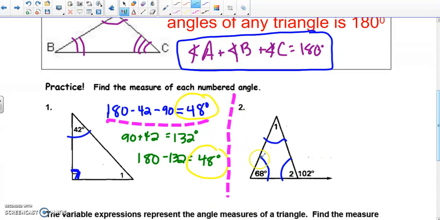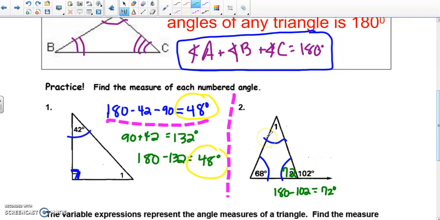But hopefully what you noticed, these two angles right here, those are a linear pair. They're adjacent angles off of a straight line, so we know they're supplementary. So I can do 180 minus 102, and that tells me what the measure of angle 2 is. 72 degrees.